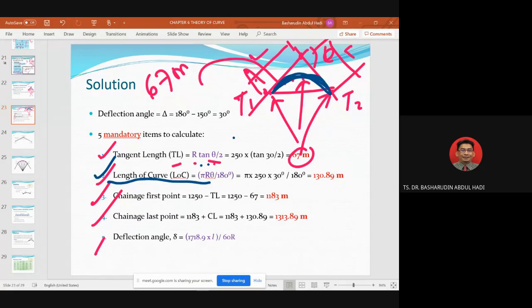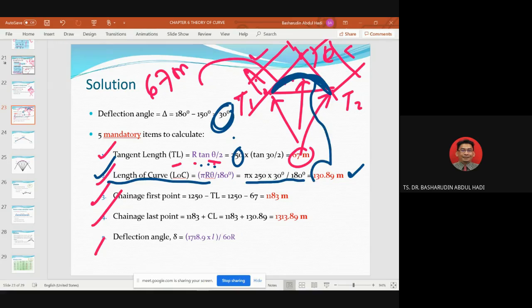Your R, remember, is 250. Your deflection angle is 30. Your radius is 250, right? And then times your deflection angle, 30, divided by 180 degree. So when we calculate pi times 250 times 30 degree divided by 180 degree, you get the length of curve 130.89 meter.